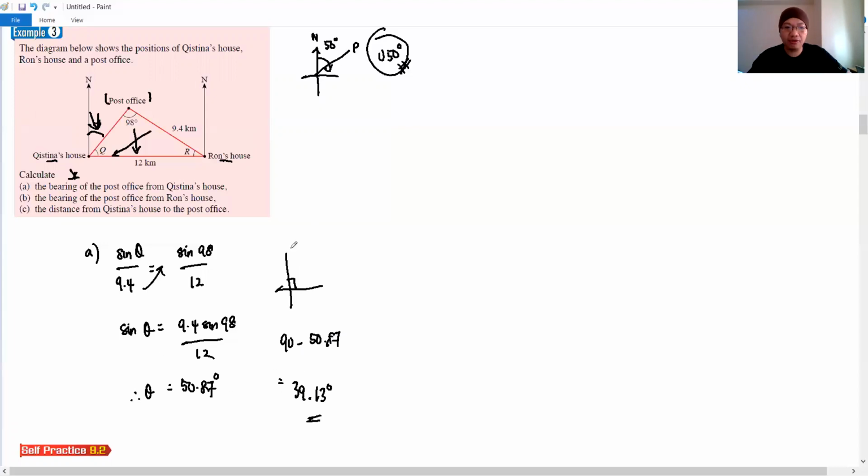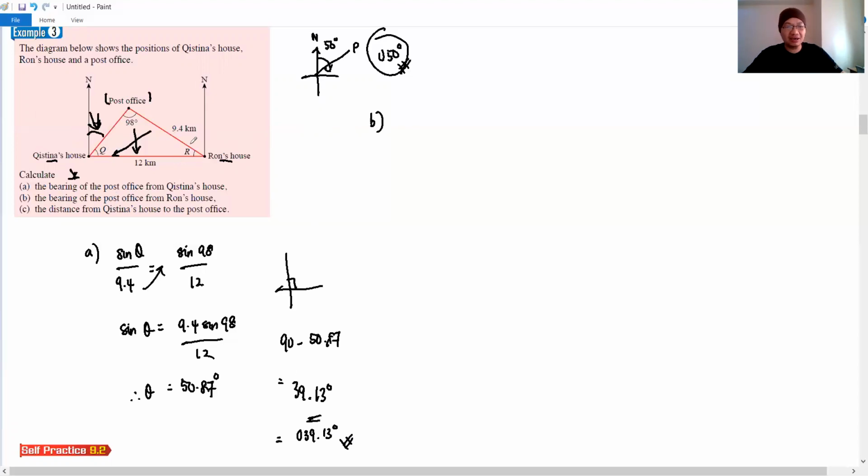This is the angle for the post office from the Q, from the Christina house. All right. So to write down the bearing, it will be 039.13 degrees. Settle. Okay, that is the first question. Okay, guys. Next question. What is the next question here? The next question here is B. Question B. The bearing of the post office from the Ron house.